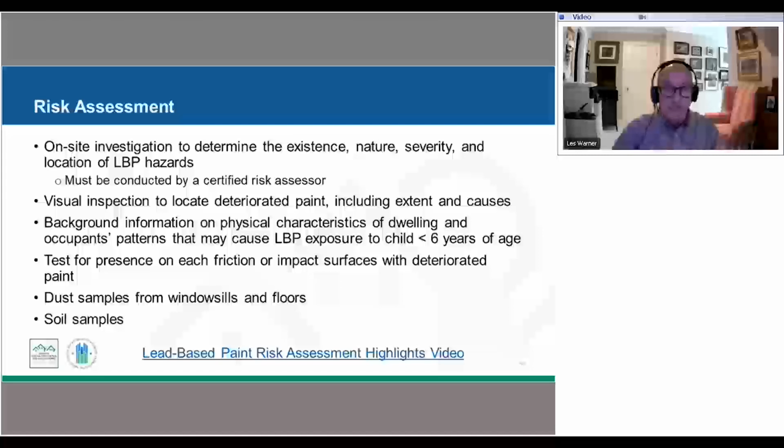So we're going to do a visual assessment. We're testing for the presence of lead on impacted surfaces, and we're also going to be doing dust and soil samples. Again, there's a new resource, a lead-based paint risk assessment video, which walks you through that process. I think it will be really helpful for folks to see that actually happening and understand the process a little bit more. A lot of us are visual learners, and that may be very helpful.